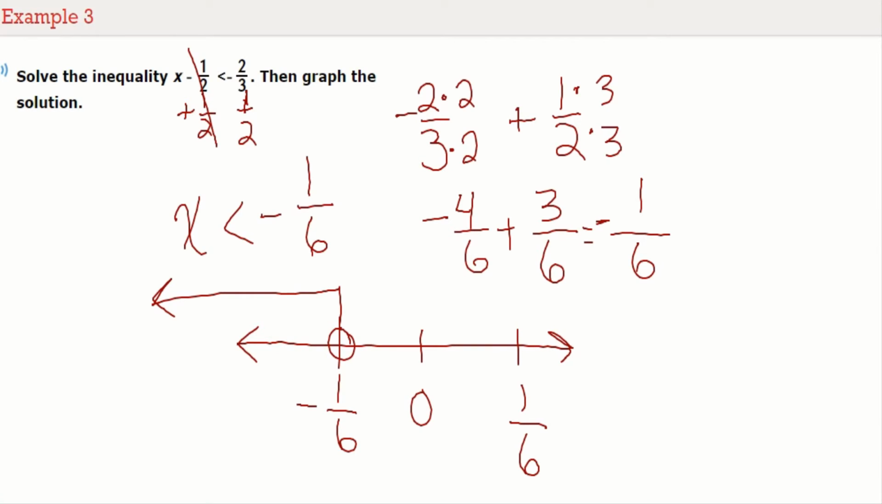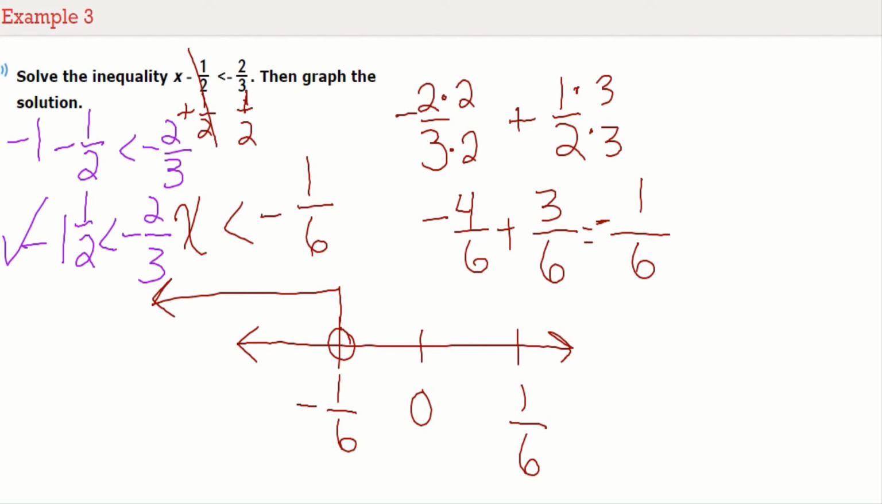Now I can check by substituting a value in. Let's use negative 1. So when I substitute that in, I get negative 1 minus 1/2 is less than negative 2/3. So negative 1 minus 1/2 is negative 1 1/2. Is negative 1 1/2 less than negative 2/3? Yes, it is, because negative 2/3 is closer to 0 than negative 1 1/2 is. So we know our graph is going in the correct direction.